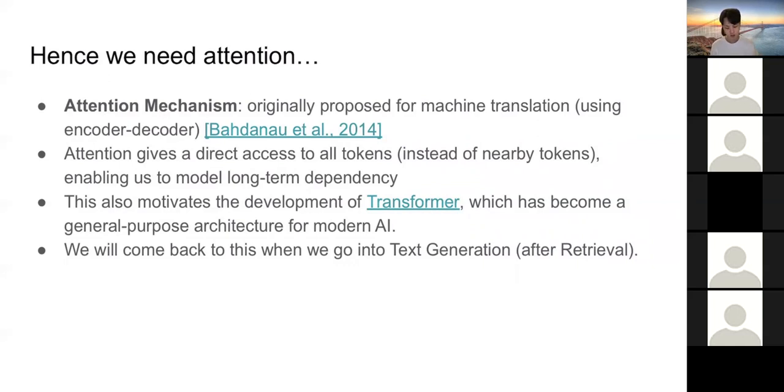I'm not going to talk about attention too much today, but I wanted to let you know that although we're assuming that we're using LSTMs to do all these MRC and other text classification or token classification tasks, in fact, LSTM alone is usually not good enough. And also the power of attention actually motivated the development of the transformer, which has become a general purpose architecture in modern AI. But we will come back to that later.